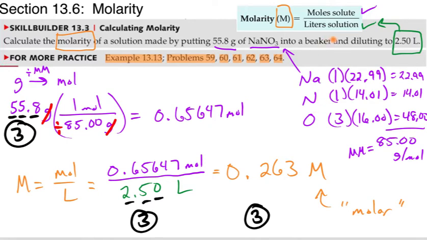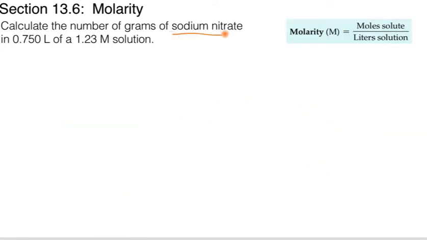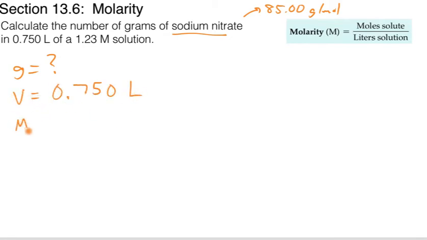Now, this was a problem where it pretty much boiled down to a plug and chug into the molarity formula. I want to do one that's a little bit different. I'm still going to use sodium nitrate, because I already figured out the molar mass of the sodium nitrate. And here I want to use the molarity formula a little bit differently. What do I have here? What do I need? Well, I want to calculate number of grams, and this is a new solution. I may be using sodium nitrate, but it's a different scenario than the last problem. My volume, 3/4 of a liter. Concentration, 1.23 molar.